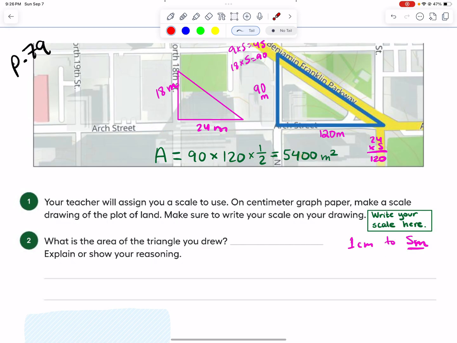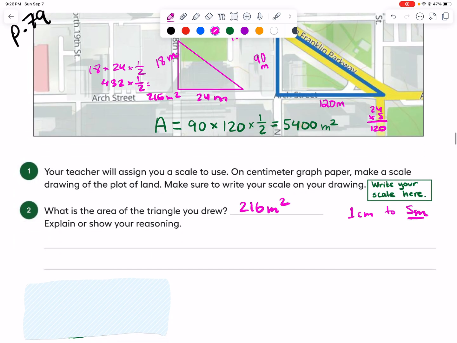Now we have to find the area of that scale. So that should be 18 times 24 times 1/2, which should be 432 times 1/2, and then that should be 216 meters squared. Beautiful.